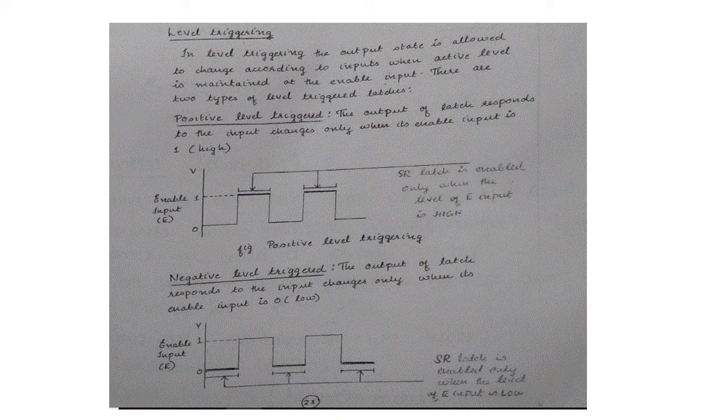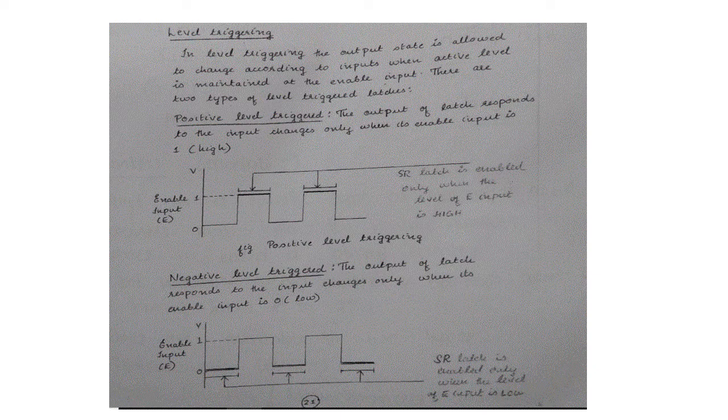On the other hand, in level triggering, the output state is allowed to change according to inputs when the active level is maintained at the enable input, that is, when the enable input is active. There are two types of level triggering, that is positive level triggering and negative level triggering.